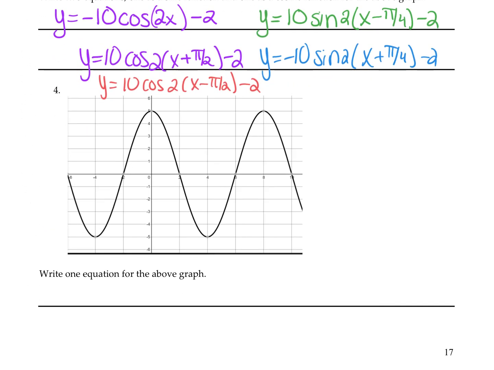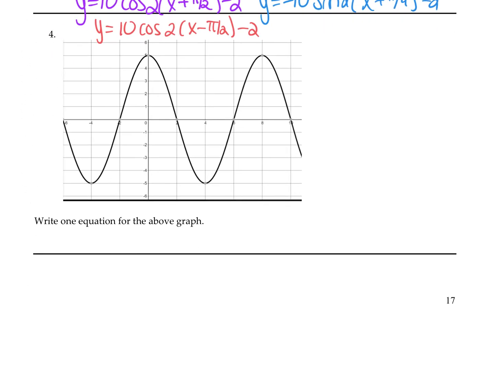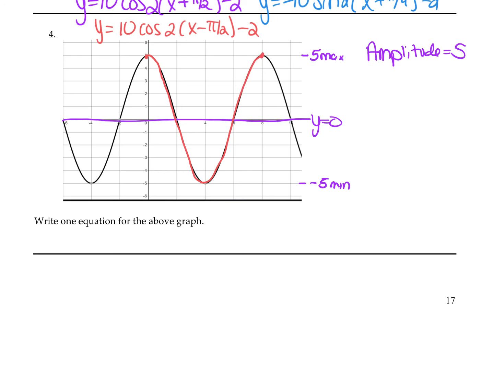All right, let's look at this last one. Again, let's find the middle first. My max is here at 5, and my min is here at negative 5. So my sinusoidal axis is just at 0, and my amplitude is 5. If I look at where I'm starting on the y-axis, I look like I'm starting at a maximum, so my instinct is to write a cosine equation for this graph. And it looks like my period is 0 to 8, so it's going to be 8.